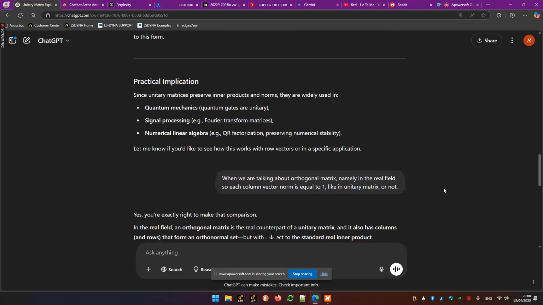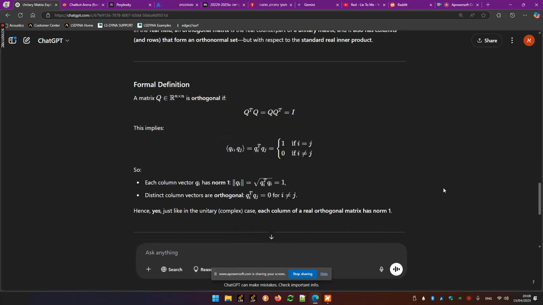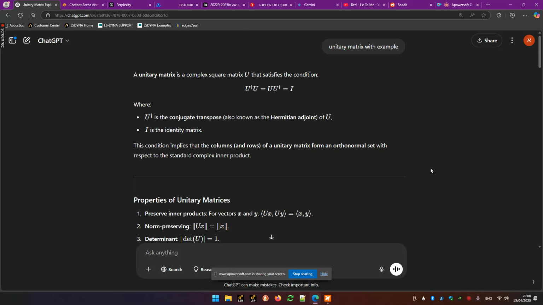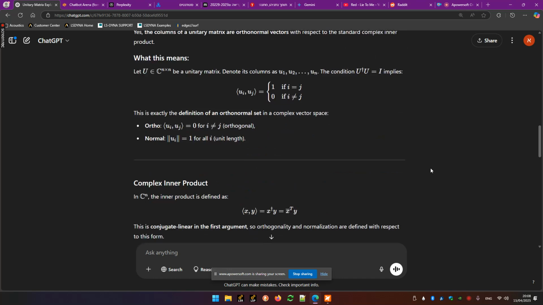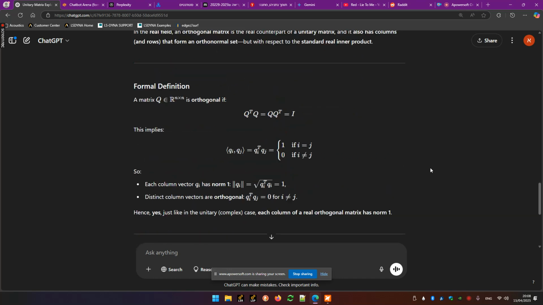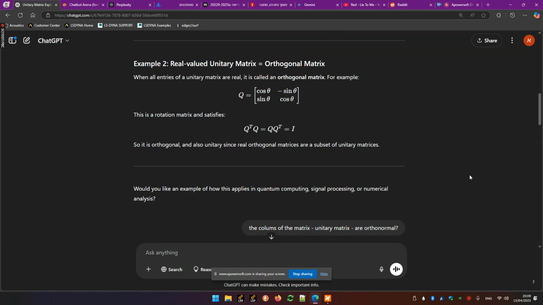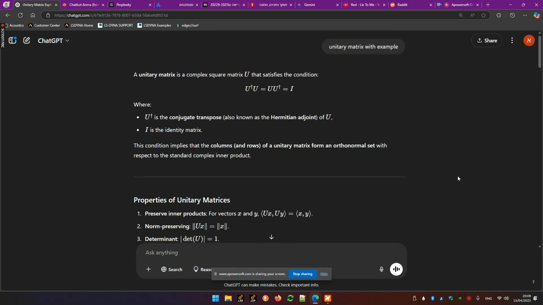And we saw some examples and the idea. In the complex space, the definition is based on the conjugate transpose, and in the real space, we're talking about the transpose of the matrix. Again, the norm is 1, and it preserves the norm, preserves the size of the vectors, and preserves the inner product, as we saw. So this was about a unitary matrix in the complex space and an orthogonal matrix in the real space, and the properties and the definitions of each one of them.